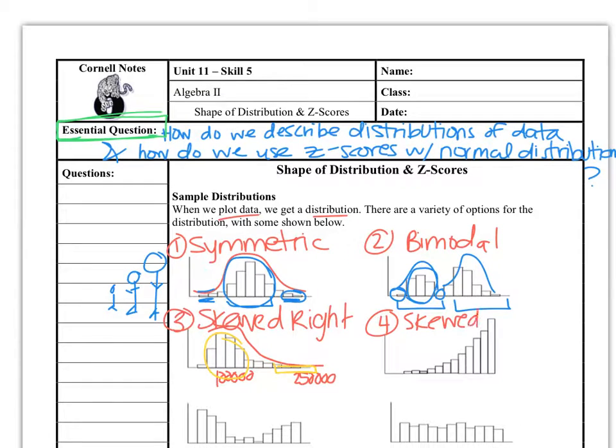The alternative to that would be this one, skewed left. So in this case, the tail goes left, therefore it's skewed left. This might be something like retirement age. When you retire, you're probably not going to be 25 years old. We've got a few people that might retire at 25, but we've got a ton of people that are going to retire in their 60s. Okay, so retirement age.